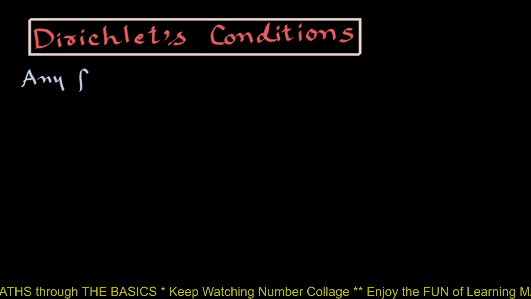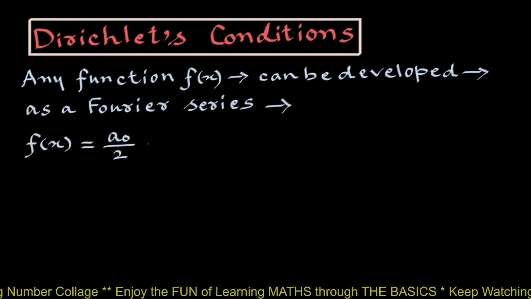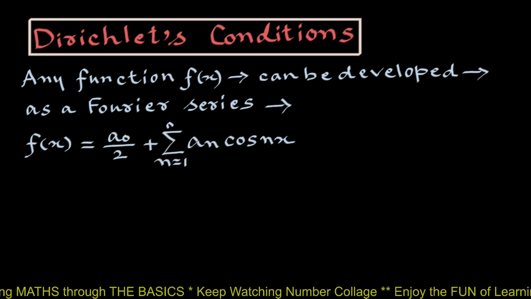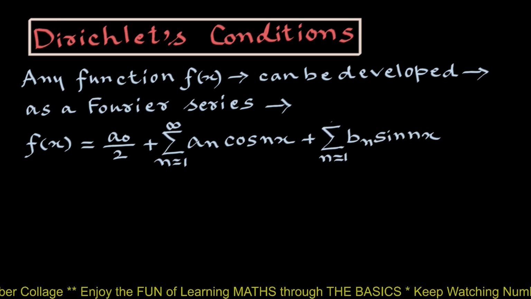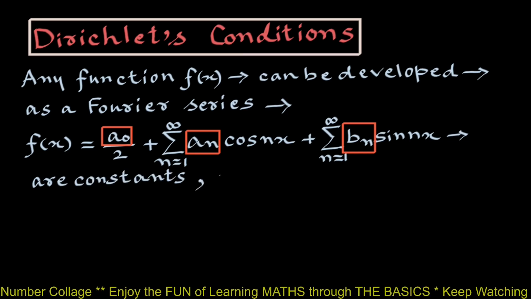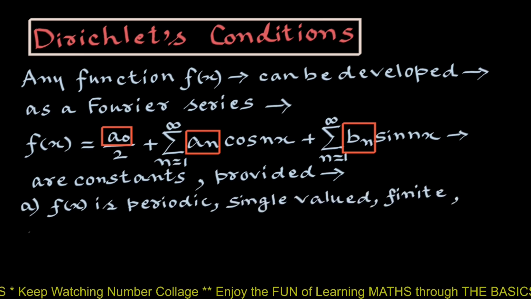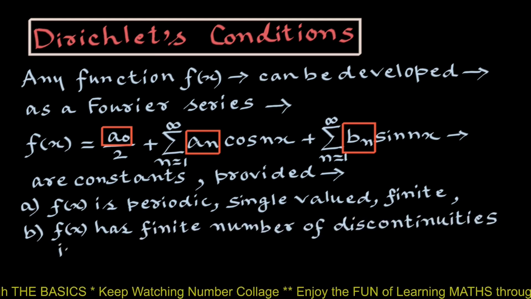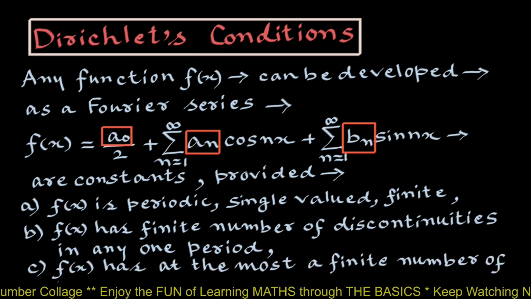Therefore, any function f(x) can be developed as a Fourier series f(x) equals a0 upon 2 plus summation an cos nx, n from 1 to infinity, plus summation bn sin nx, n from 1 to infinity, where a0, an and bn are constants, provided (a) f(x) is periodic, single valued and finite, (b) f(x) has a finite number of discontinuities in any one period, and (c) f(x) has at the most a finite number of maxima and minima.